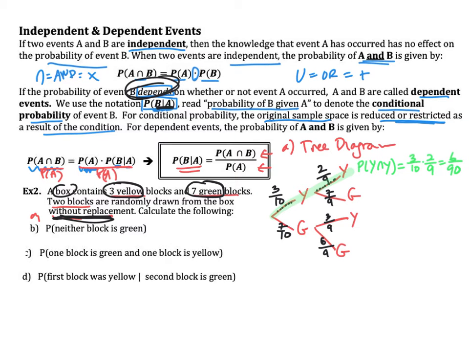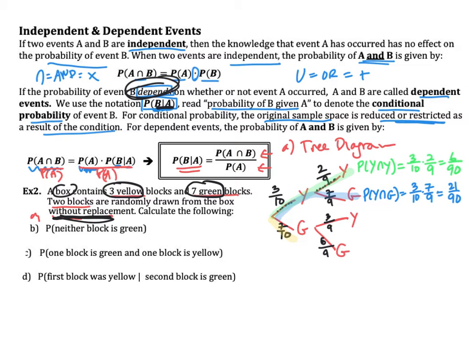What is the probability of getting a yellow first and a green second? You would say that's the probability of getting yellow and then a green. So that's 3/10 times 7/9, which is 21/90. Again, because I'm saying and. How about the next one?